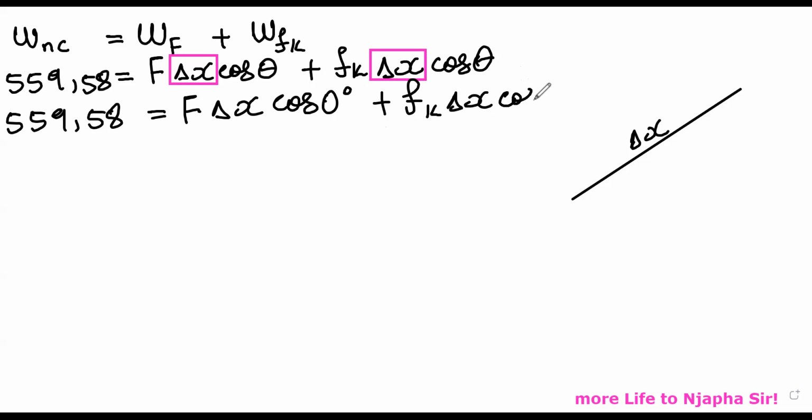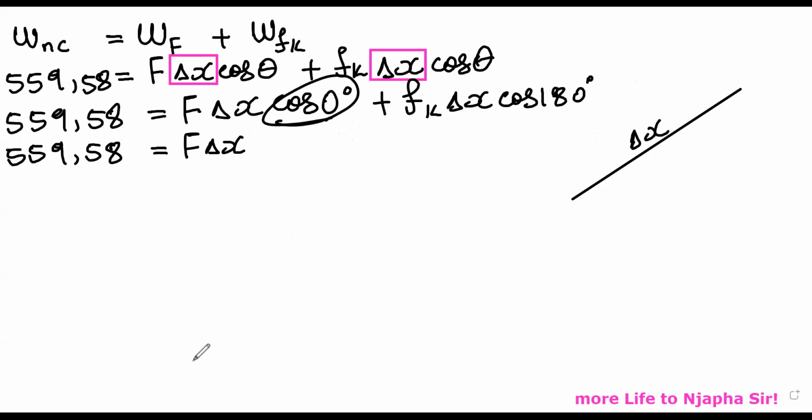Then we can also come back here and say the angle between the frictional force and the displacement has to be 180 degrees because the frictional force always opposes the motion of an object, always going in the opposite direction. So now we can see clearly that our 559.58 is equal to what? Well, here we have F times change in x. The cosine of 0 is 1. And of course, the cosine of 180 degrees is just going to be -1.